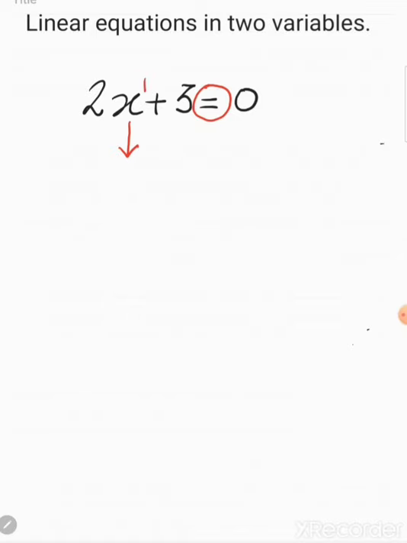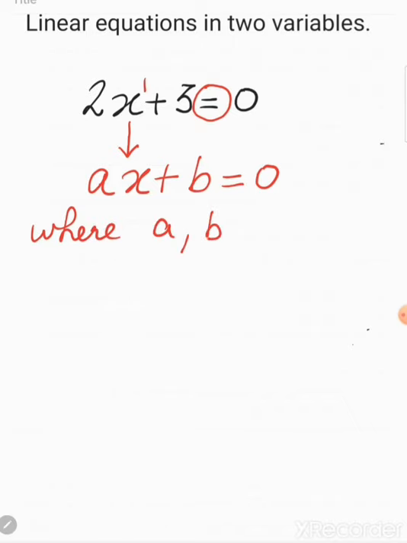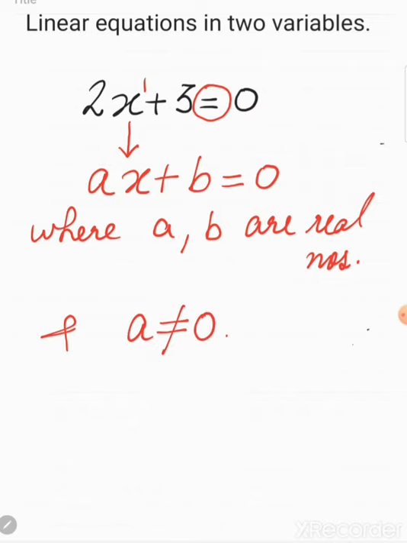So, what is the general form of a linear equation in one variable? The general form is ax plus b is equal to 0, where a and b are real numbers and a cannot be 0. This is how we define the general form of a linear equation in one variable.